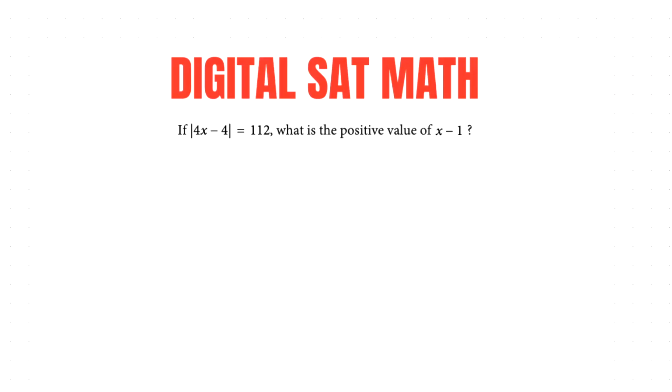Here is the symbol of absolute value. In this question, we have, for instance, the absolute value of 4x minus 4 is equal to 112. So this is how we denote it, with the two vertical bars. The absolute value is the non-negative value of that number without considering its sign. For example, the absolute value of -5 is positive 5. The absolute value of 5 is also positive 5 because the distance cannot be negative.